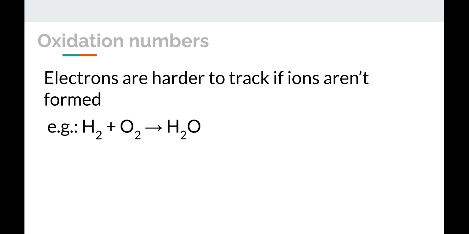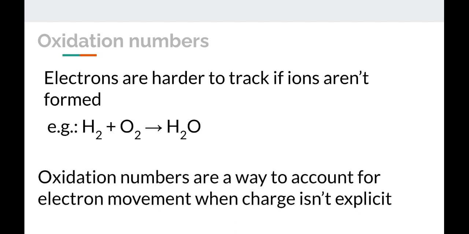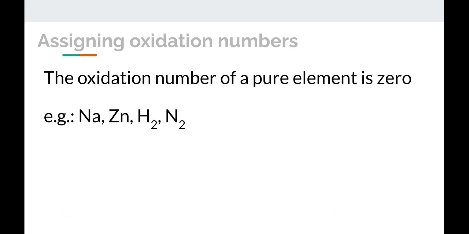So we're going to use a tool called oxidation numbers. And oxidation numbers are just a way to account for electron movement when charge isn't explicit, like it would be with ions. So here are some rules that we can use to assign oxidation numbers, and then we'll talk about what we can do with the oxidation numbers once they've been assigned. The first rule is the oxidation number of a pure element is 0. So in these examples here, sodium and zinc would both have oxidation numbers of 0. But even diatomics, like hydrogen and nitrogen, even though part of a molecule, they also have an oxidation number of 0 because they're not part of a compound, they're just a pure element.